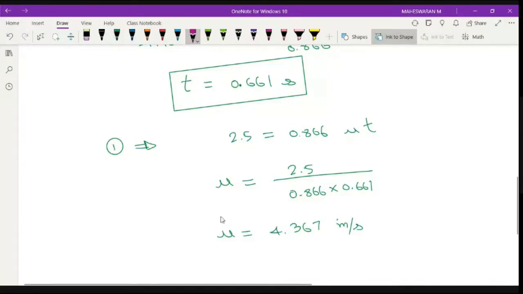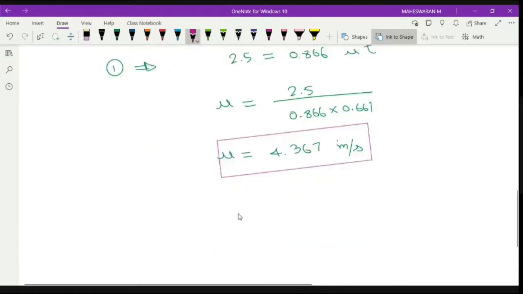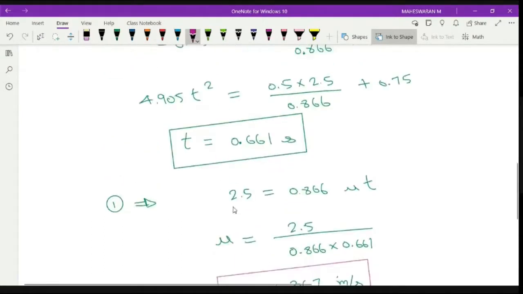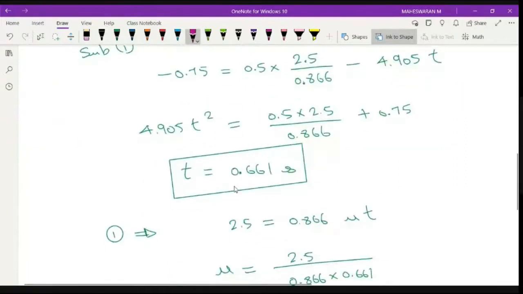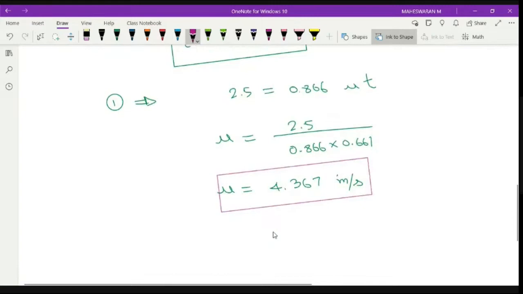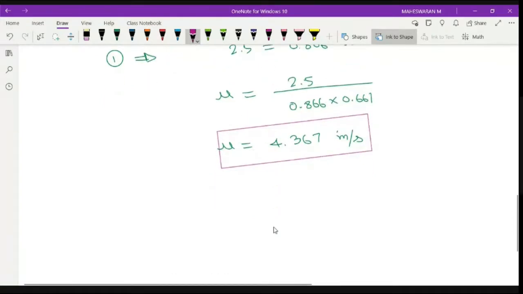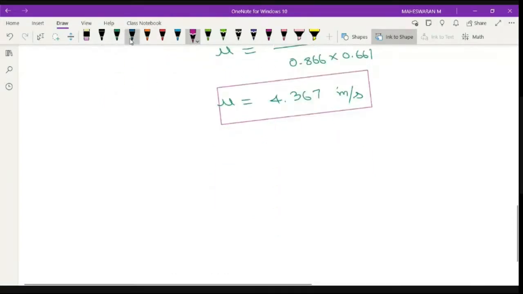So now I got this value also. This completes our first part, AB. The time taken is around 0.661 seconds, and you got my u value. Now I'm going to consider the second part.